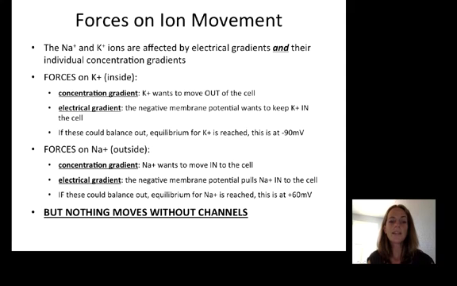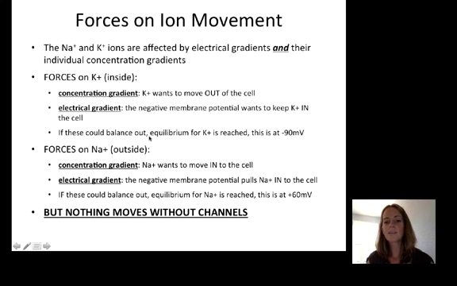-70. So the inside of the cell is negative. Potassium is inside the cell and it is positive. So actually, there is a small force, this negative membrane potential, that wants to keep potassium inside the cell. Now, if we did the Nernst equation, you guys would see that overall we balance the concentration and the electrical gradients. The concentration gradient is much stronger for potassium, and potassium overall wants to move out of the cell.